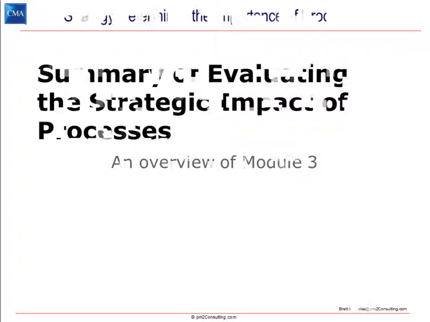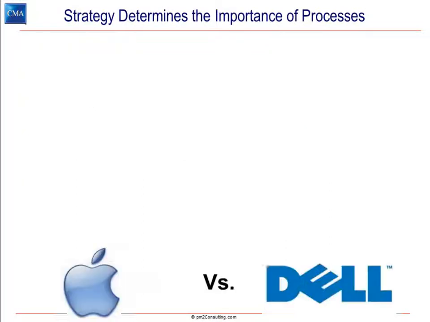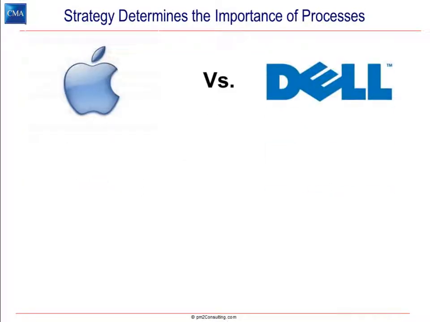A simple example of this might be, say, comparing Apple to Dell. Apple, of course, has a focus about innovation and market leadership, whereas Dell is a low-cost producer. They have a great order processing and manufacturing capability that allows them to quickly respond to customer needs. Same industry, but they have a completely different strategy and therefore focus on different areas.